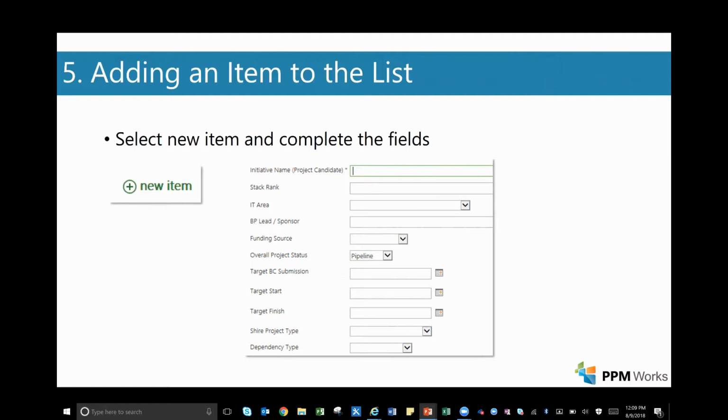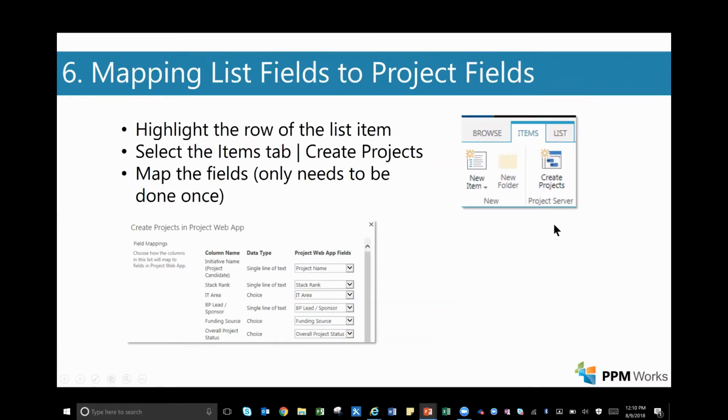You can start entering items to the list. If you're at all familiar with working with a SharePoint list, you know that in order to create that, you're going to simply click New Item, and then the form will automatically pop up, and you'll be able to enter the necessary information. Once you have created and saved that request or that idea, that's when it goes into what I like to call the waiting zone, right?